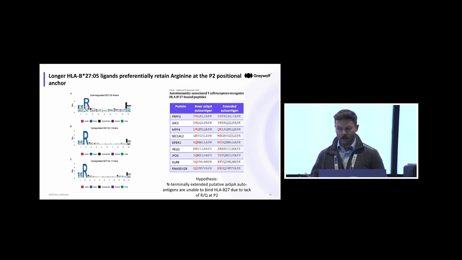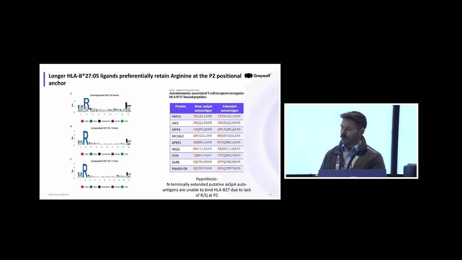So we'd map this back then on the right-hand side to the context of these autoantigens. There is a paper out in Nature that had used the yeast display system, and they'd screened these HLA-B 2705 peptides for autoreactivity against axial spondyloarthritis patients' TCRs. And they'd come up with this list of 9 putative autoantigens. And you can see that all of those 9 mers, those putative autoantigens, have that arginine or that glutamine at P2.